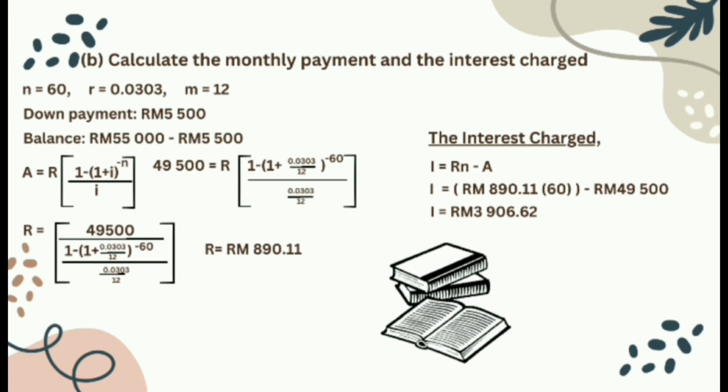Then we're going to calculate the interest charge. The formula that we're going to use is I equals Rn minus A. So in brackets RM 890.11 times 60 minus RM 49,500. So the interest charge we're going to get is RM 3,906.62.